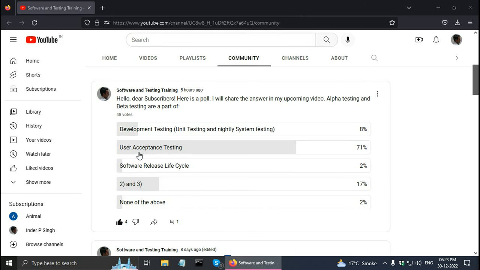So we can say that this option is correct, user acceptance testing, but the best option is that alpha testing and beta testing are both a part of user acceptance testing as well as software release life cycle. So this is the best option. I hope that now you have an idea about what is alpha testing and beta testing and their differences.